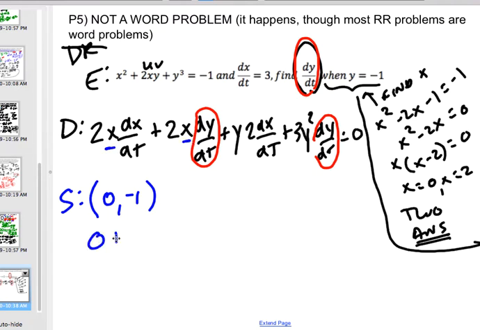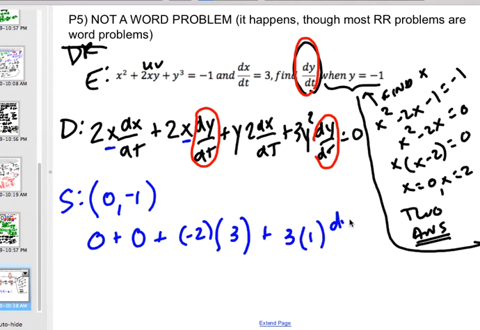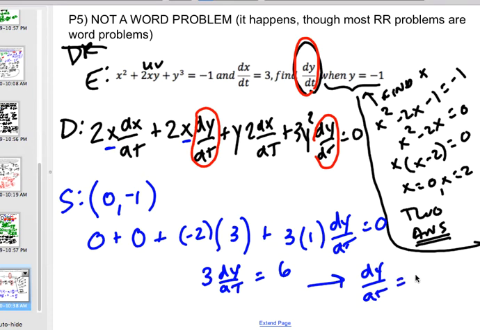So that's going to be 0 plus 0 plus, this will be a negative 2, right, because it's negative 1 times 2, times dx/dt, which was a 3, plus this will be a 3 times a regular 1, because you're squaring it, times the thing I want, equals 0. So I seem to get negative 6 plus 3 dy/dt equals 0, so 3 dy/dt equals 6, which means in this case I get dy/dt equals 2. So that's the first answer, the one I get when I substitute in (0, negative 1).